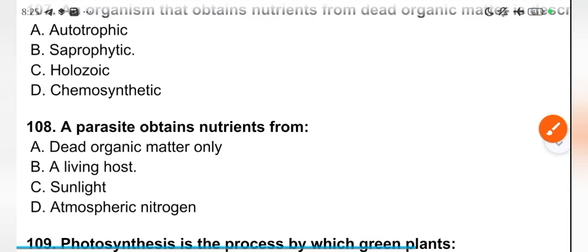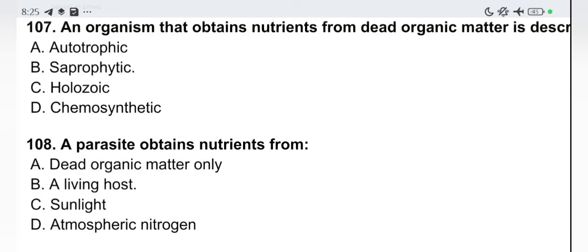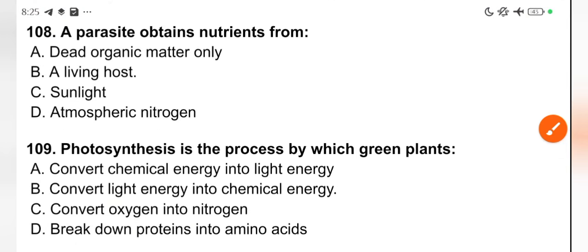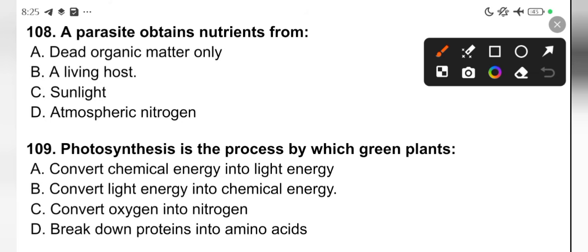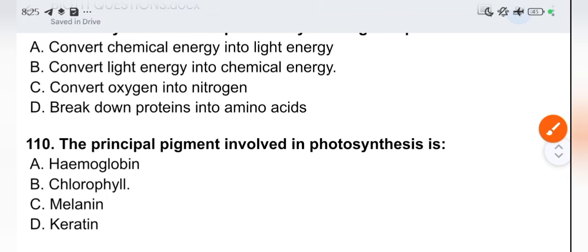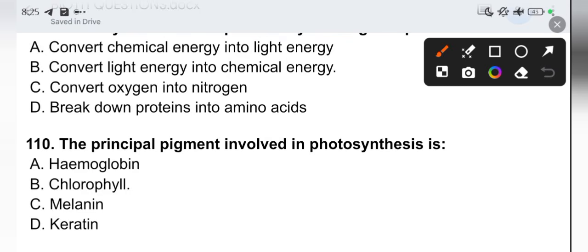An organism that obtains nutrients from dead organic matter is described as saprophytic. Saprophytic. Okay. A parasite obtains nutrients from a living host. A living host. Photosynthesis is the process by which green plants convert light energy into chemical energy. The principal pigment involved in photosynthesis is chlorophyll.